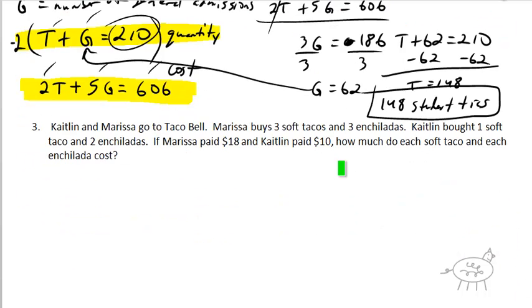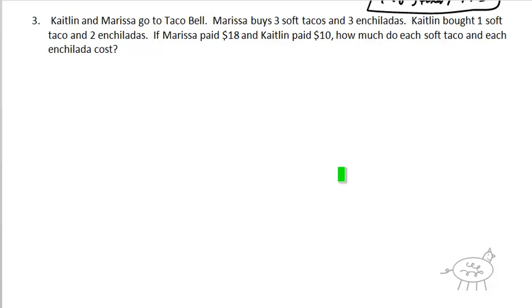Sweet. All right, let's move on here. Number 3. Caitlin and Marissa go to Taco Bell. Oh, Taco Bell, so sweet. Okay, Marissa buys 3 soft tacos and 3 enchiladas. Caitlin buys 1 soft taco and 2 enchiladas. If Marissa paid $18 and Caitlin paid $10, how much do each soft taco and each enchilada cost? So let's do this. Soft taco, T is equal to the cost of a soft taco. Okay, and enchilada, E equals cost of an enchilada.